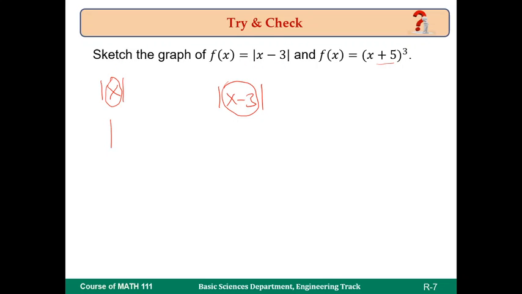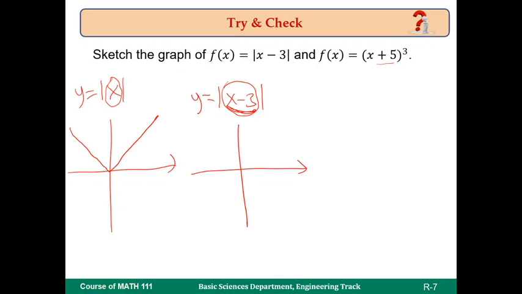So now, do we know the graph of y is equal to absolute value of x? Yes, it's a V shape. We already know that. So now we have, instead of x, x is replaced by x minus 3. In this case, since this is minus, it has to go to the right. So it means this one will go 3 units to the right. So then we will get the graph of y is equal to the absolute value of x minus 3.